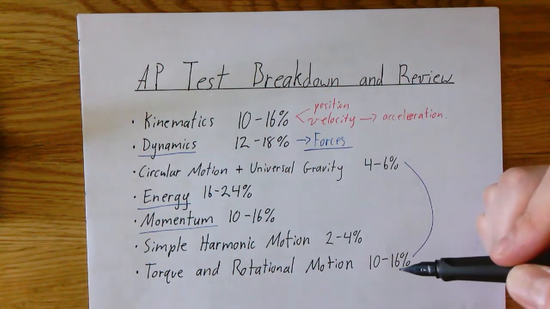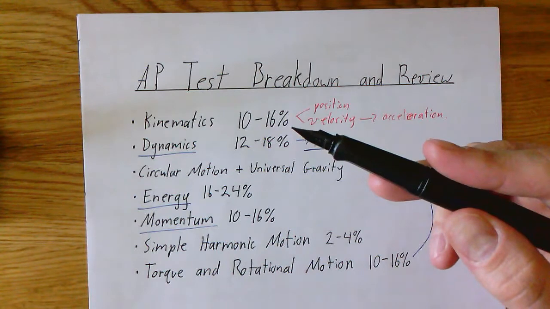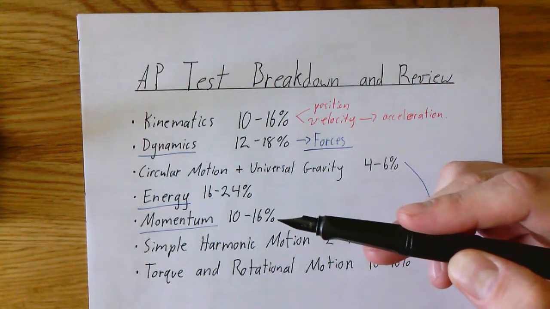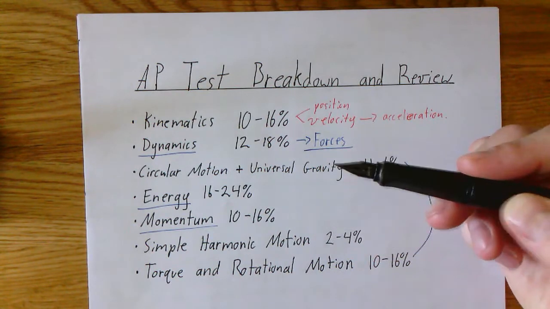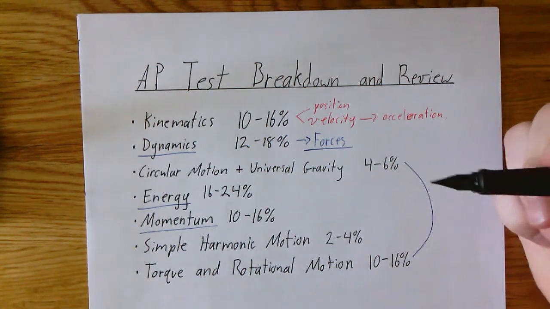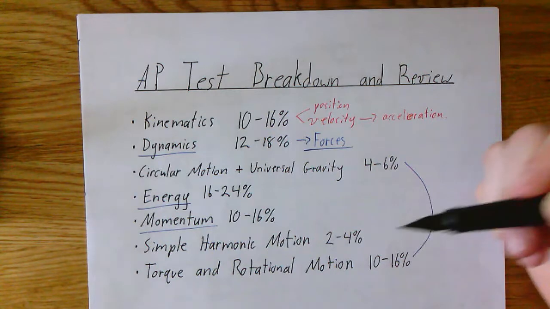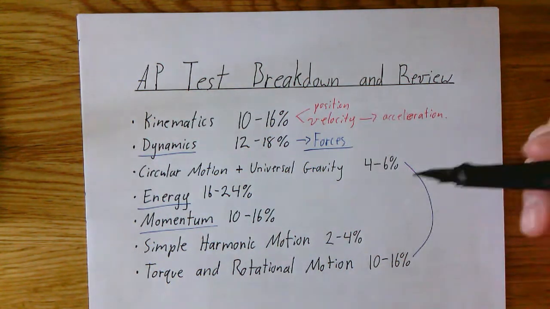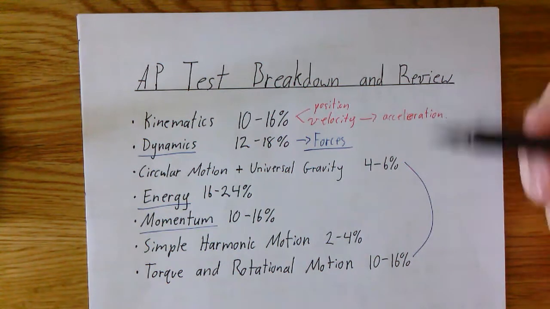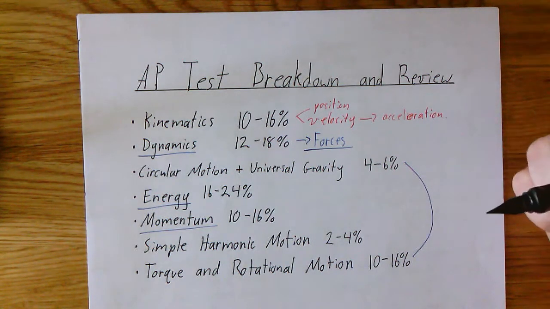Kinematics and torque and rotational motion are also pretty important, as important as momentum, for sure. But they're way more important than circular motion, universal gravity, or simple harmonic motion. Okay. So let's review the 3 we talked about last week, or rather the 1 we talked about last week and the 2 you guys were supposed to fill out on your own.